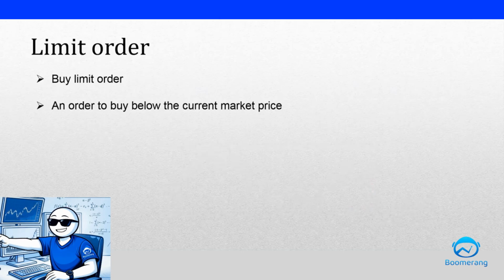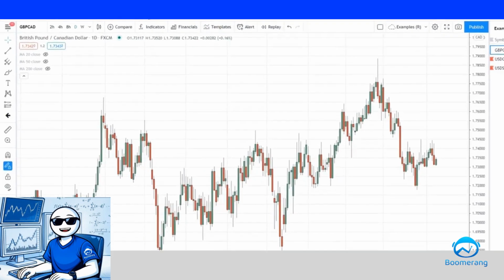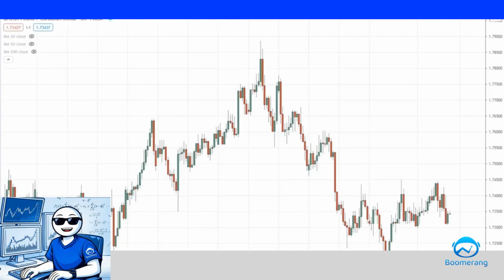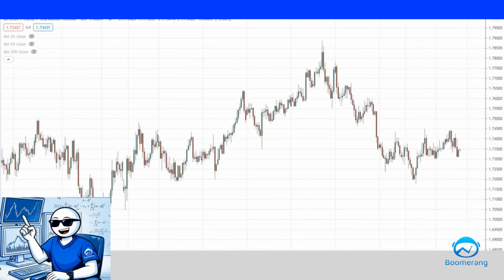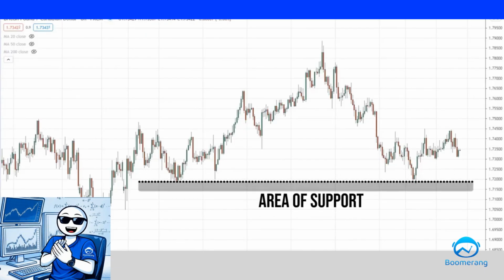Let me give you a chart example so you can see what I mean. This is, for example, Pound Canadian. Let's say you're looking at this chart on the 8-hour time frame. You zoom out a little bit and you realize, oh, this seems like a good place to buy. This is an area of support. Don't worry if you're not familiar with this technical term, I'll explain more in a later section.